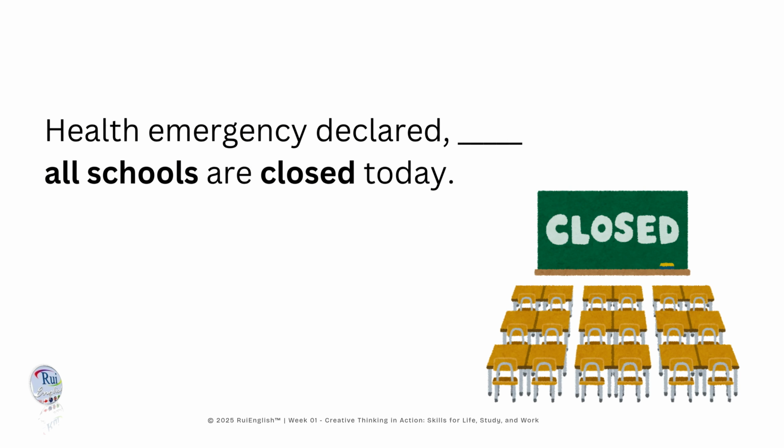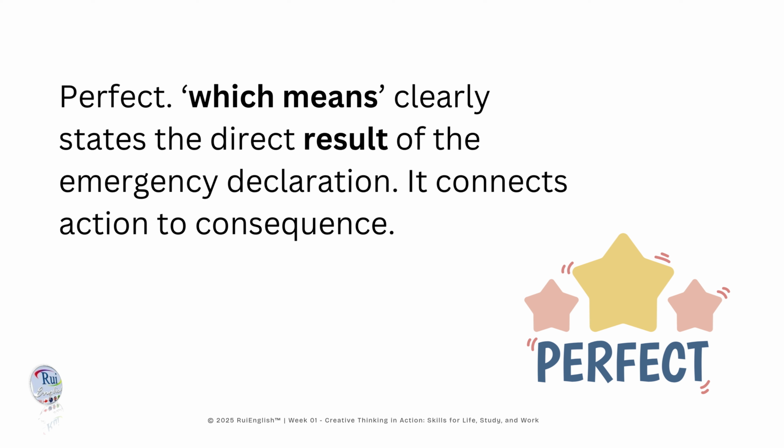Okay, on to the next one. Think about the relationship between these two ideas. A public health emergency has been declared. So, what's the direct consequence of that action? That's right. Which means is the perfect choice. It connects the declaration directly to its immediate result, the school closures. It's a very clear, factual statement of consequence.